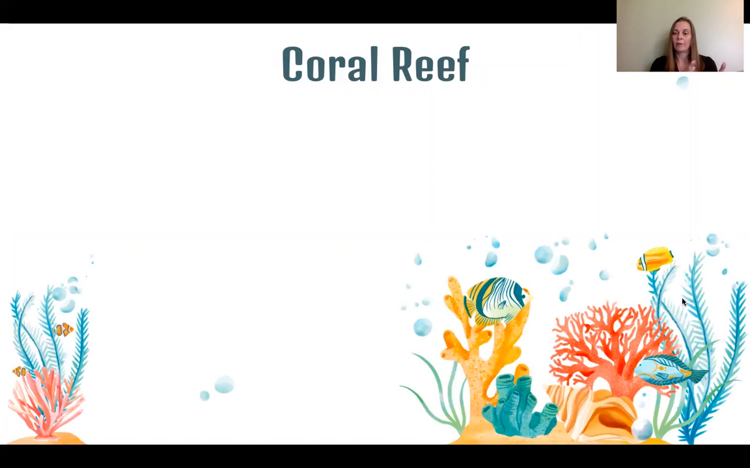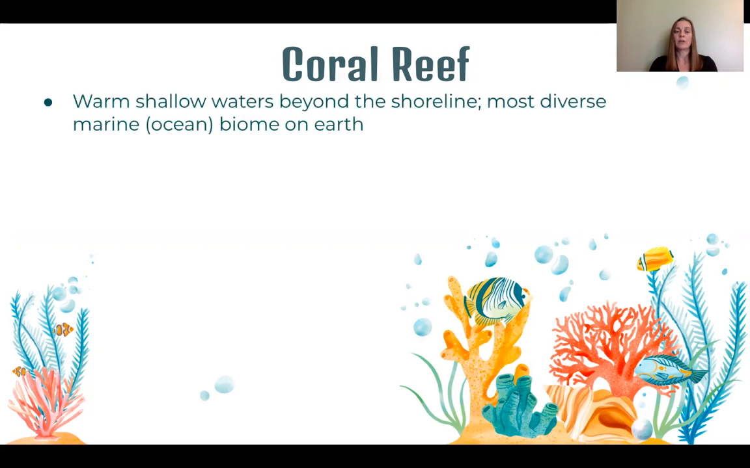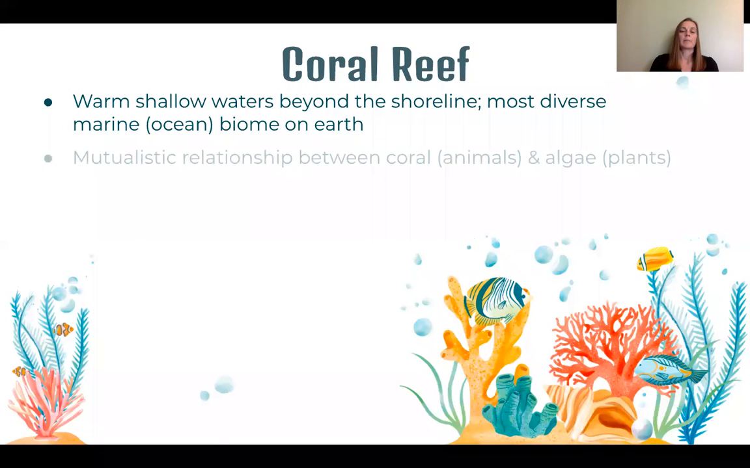Okay, moving from estuaries and brackish water habitats out into the ocean, we're going to encounter coral reefs. Coral reefs tend to occur in warm, shallow waters beyond the shoreline. They are considered to be the most diverse marine biome on Earth. You have a mutualistic relationship here between the coral, which are the animals, and the algae, which are the plants that live within the corals.